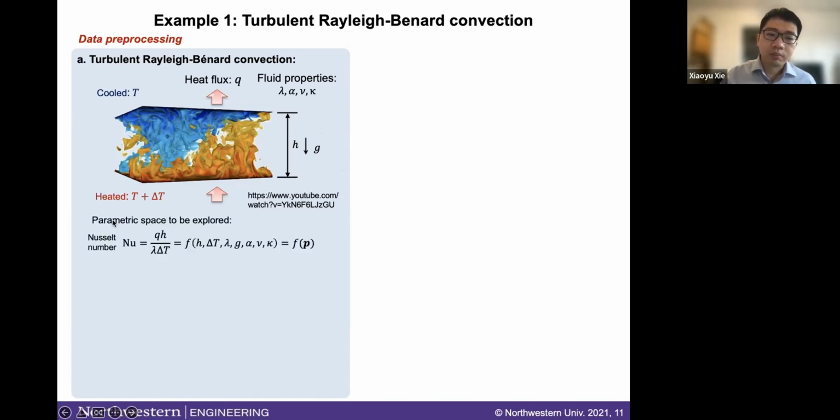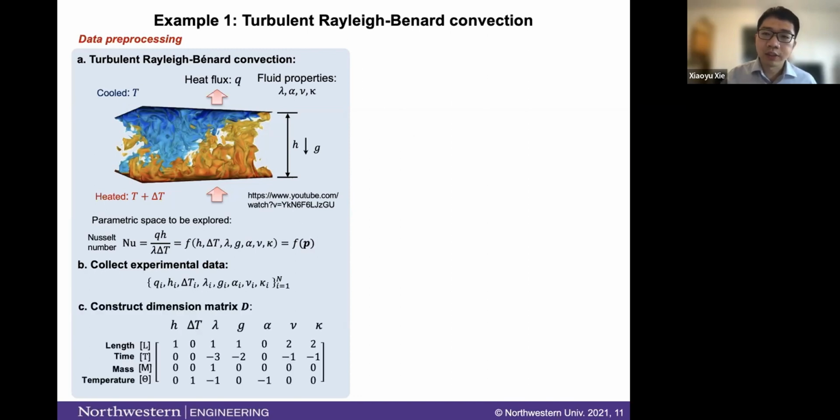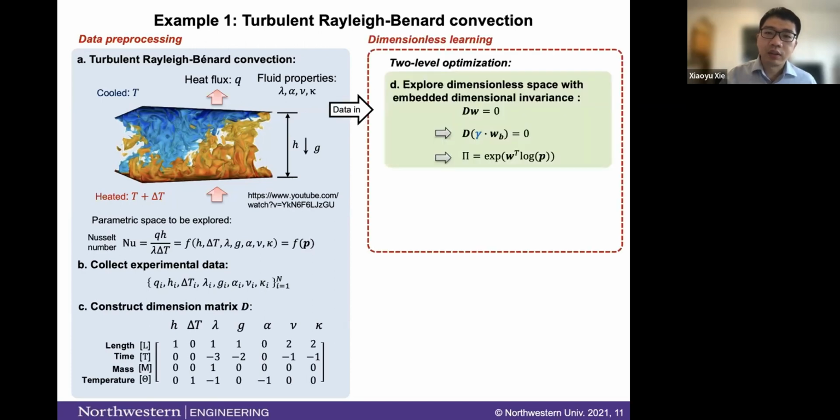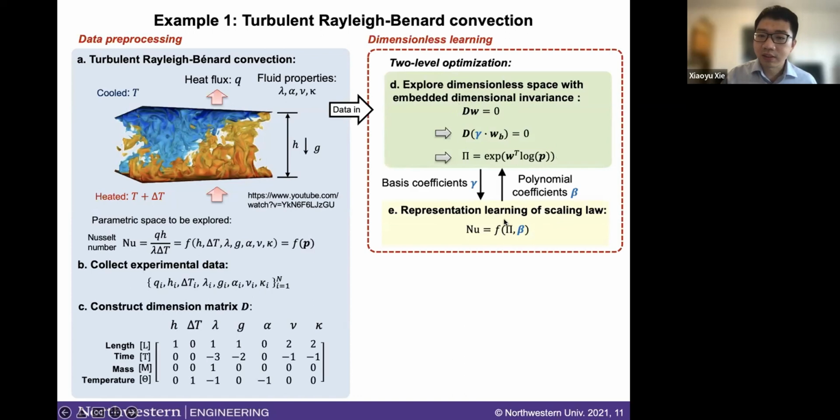So here we can build a parametric space. To simplify the explanation, we assume the left-hand side is the Nusselt number, and we try to find the parametric space, this F, in the end. The next thing is we collect some data, about 100 to 150 data points, and we construct the dimension matrix. After that, we use a two-level optimization. The first level explores the dimension space to find the W, and the second level finds the best representation, beta. Basically, it's a polynomial coefficient, beta.